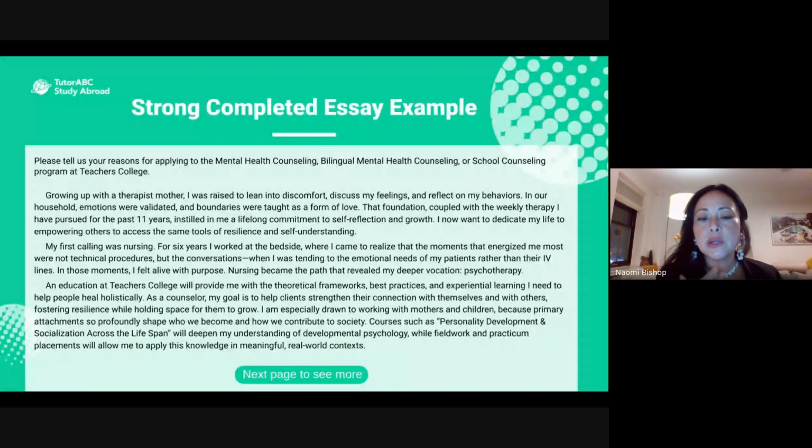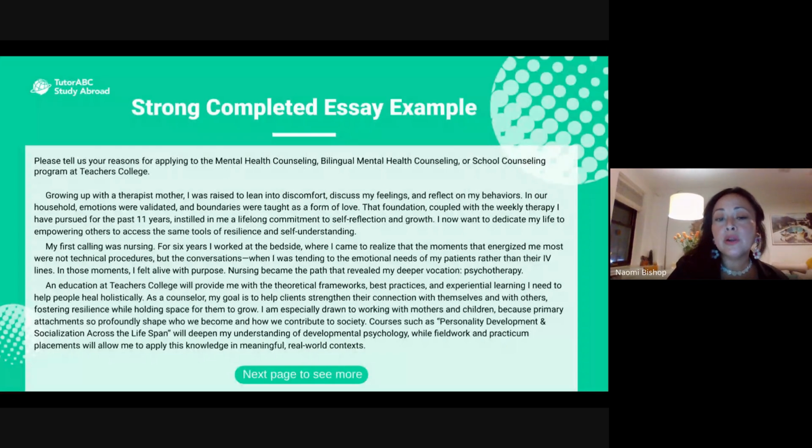As a counselor, my goal is to help clients strengthen their connection with themselves and others, fostering resilience while holding space for them to grow. I'm especially drawn to working with mothers and children because primary attachments so profoundly shape who we become and how we contribute to society. Courses such as personality development and socialization across the lifespan will deepen my understanding of developmental psychology, while fieldwork and practicum placements will allow me to apply this knowledge in meaningful real-world contexts.